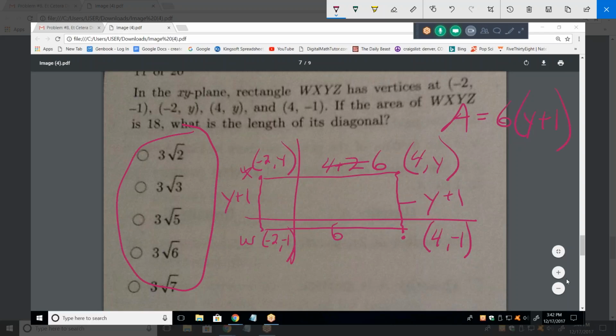First of all, you see where I got y plus 1 and not y minus 1? Yes. It's y minus a minus 1. So it's y plus 1. Okay, so since they told us the area is 18, I can actually solve for y. Y plus 1 equals 3, y equals 2. So that is 3, that is 3. We now have a 3 by 6 rectangle.